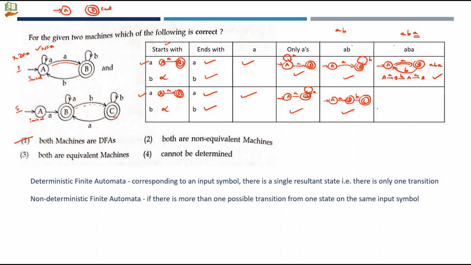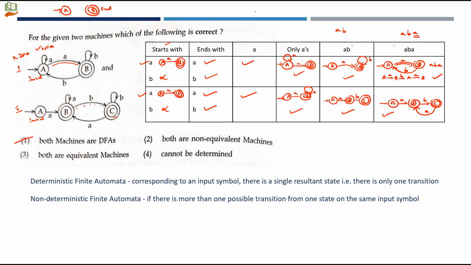What about the second machine? Let's take A to B. We have A input here. Then for state C, we have B input here. From C, can I have a transition with input A? Yes, we can go back to B again with input A. Since B is a final state, ABA is accepted even here.